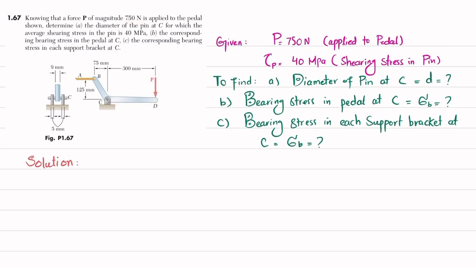Clear? This is the frontal view and this is the side view. Now at this point C, you can see this is the pedal portion. So you have to find the diameter of this pin at C in the first part, for which the shearing stress is 40 megapascal. Then you have to find the corresponding bearing stress in this portion. Clear? And in the bracket you have to find the corresponding bearing stress. So let's start with the solution.